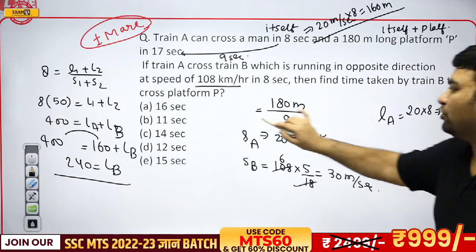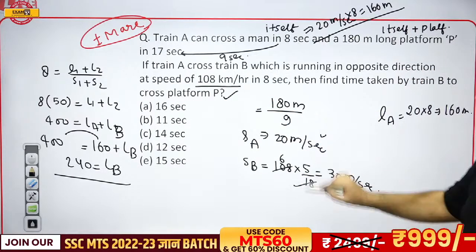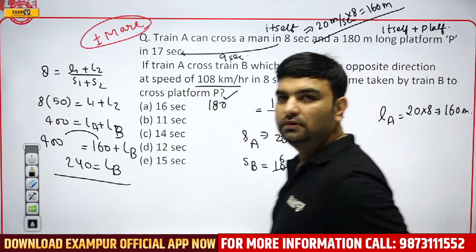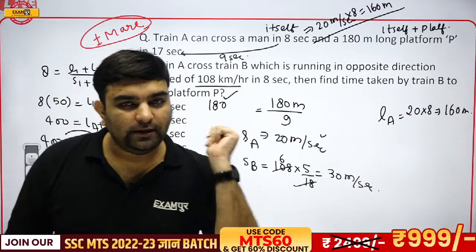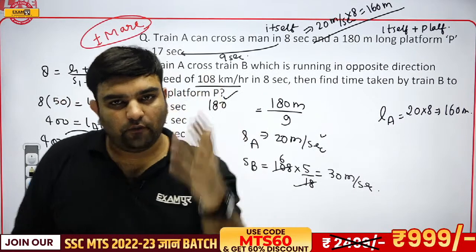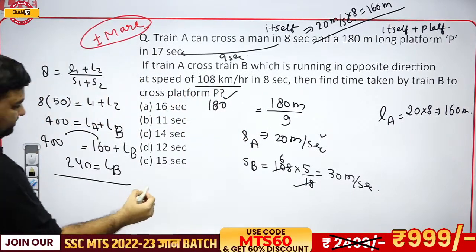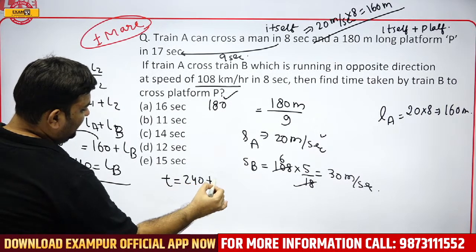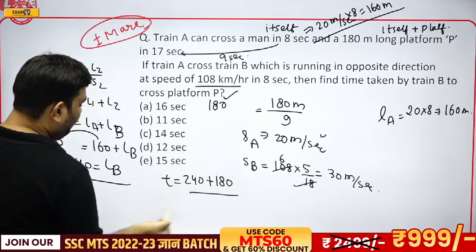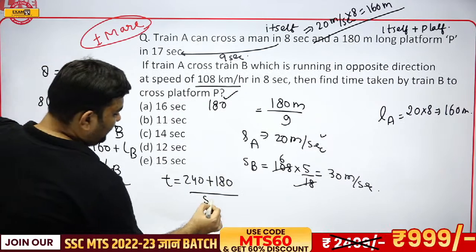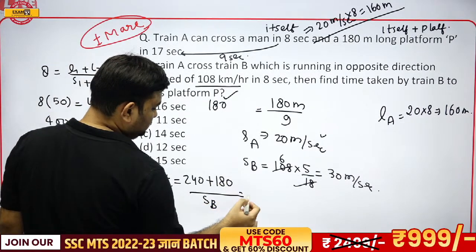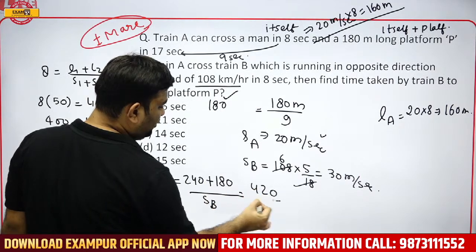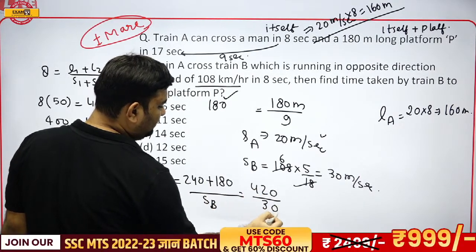How much time will it take to cross the platform P? What was the length of P? 180. Now this 240-meter train will cross the 180-meter platform in how much time? Obviously with the speed of B: 420 upon the speed of B, which is 30.